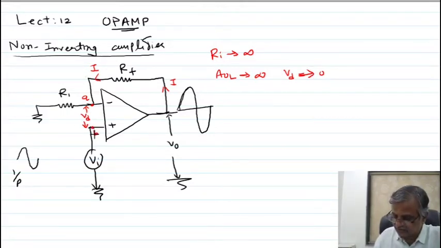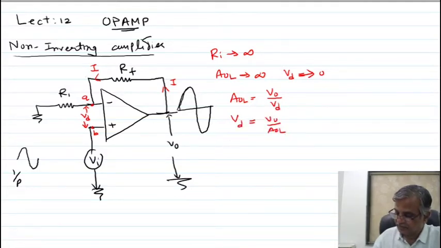See, this is the potential at B. I can show this another way. Open loop gain is given by VO by VD. VD is equal to VO upon AOL, as AOL tends to infinite, your VD tends to 0.